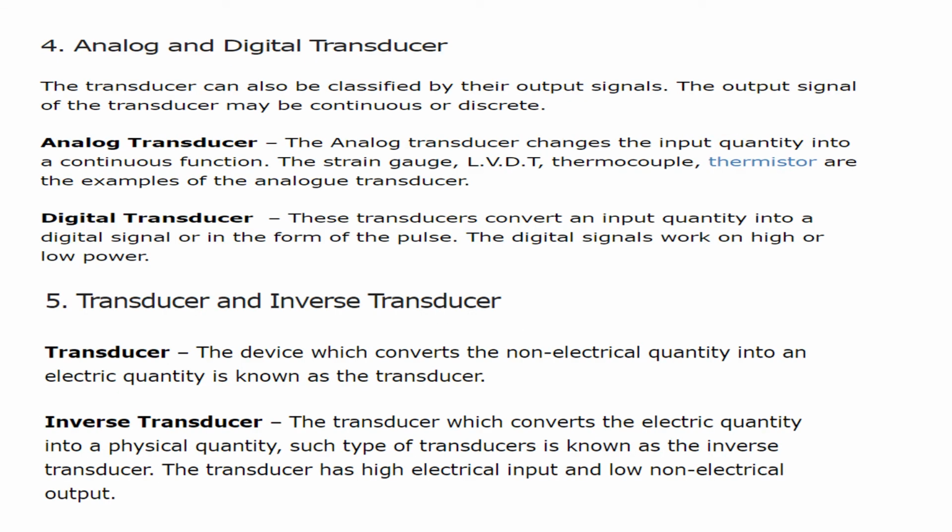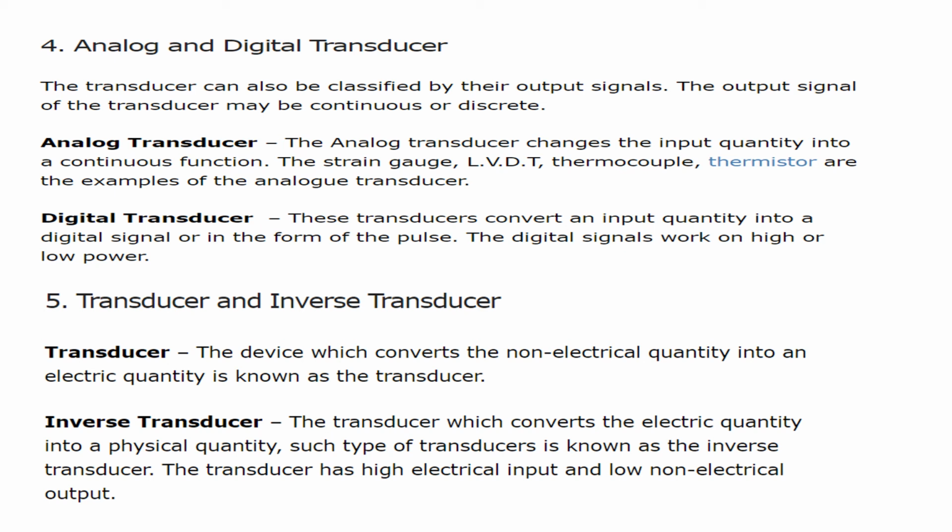Next classification, analog and digital transducer. The transducer can also be classified by their output signals. The output signal of the transducer may be continuous or discrete. Analog transducer. The analog transducer changes the input quantity into a continuous function. The strain gauge, LVDT, thermocouple, thermistor are the examples of the analog transducer. Now, digital transducer. These transducers convert an input quantity into a digital signal or in the form of a pulse. The digital signals work on high or low power.